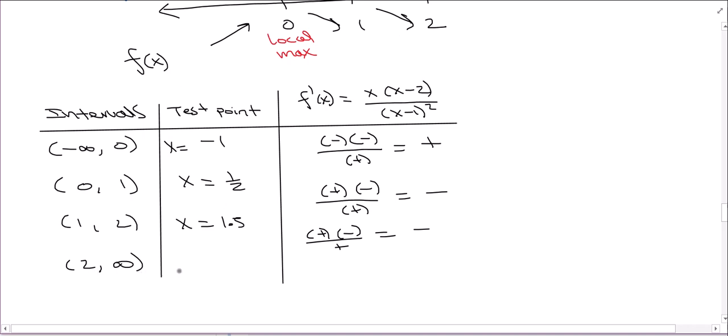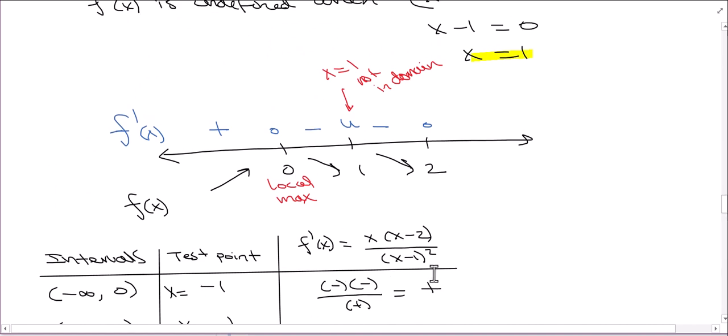Then between 2 and infinity, pick something bigger than 2, so let's say 3. x is positive, and 3 minus 2 is positive, over positive. So the derivative there is positive. Back to my number line, this is positive, which means that the function is increasing. So what do we have at 2? You go from decreasing to increasing, so this is going to be a local min.